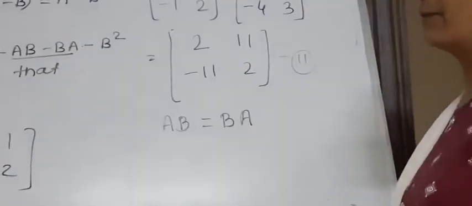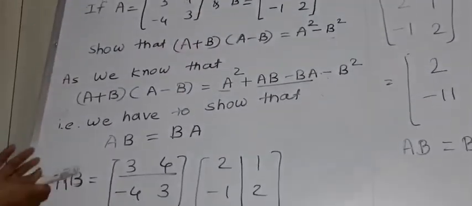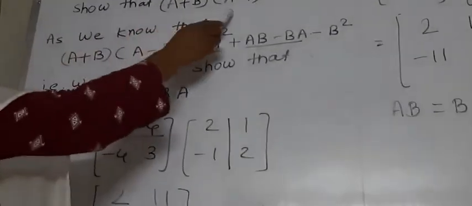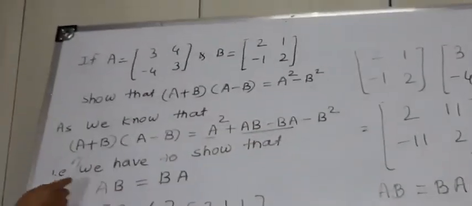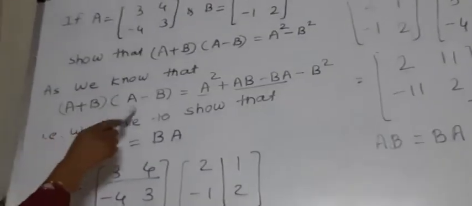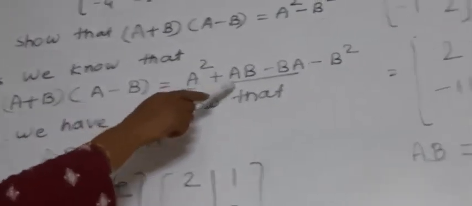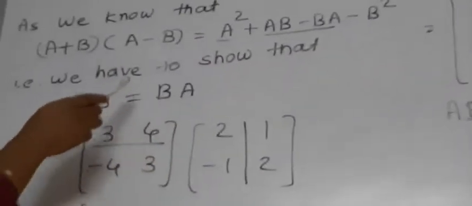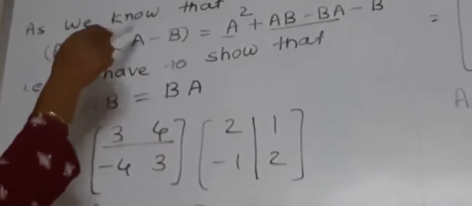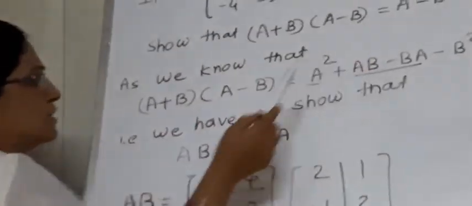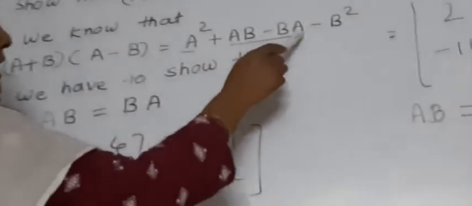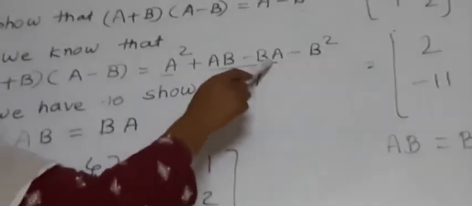Which is a very simple example. Here you are given A and B: A is [3, 4; minus 4, 3], B is [2, 1; minus 1, 2]. We have to show that A plus B into A minus B is equal to A square minus B square. As we know, A plus B into A minus B is equal to A square plus AB minus BA minus B square. Now the LHS is the same, but here we have to show A square minus B square, which means this term is absent. AB minus BA is equal to 0, which means AB is equal to BA.